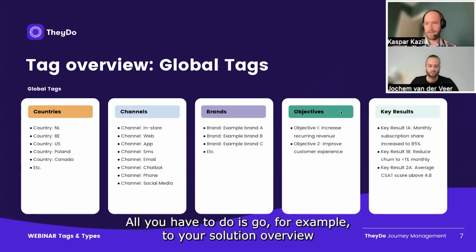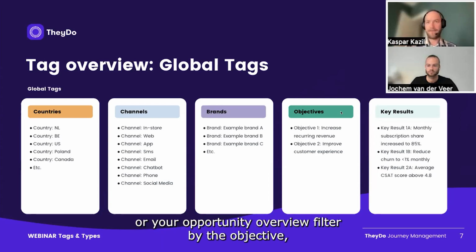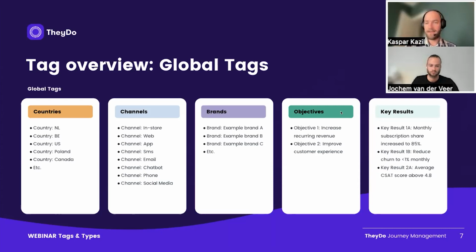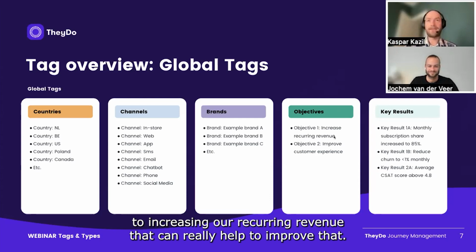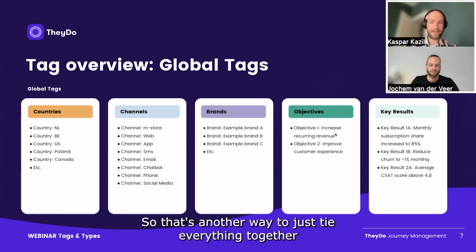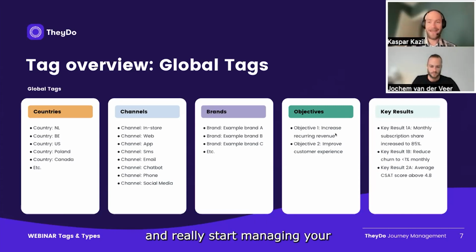All you have to do is go, for example, to your solution overview or your opportunity overview, and filter by the objective. And then you can see, oh yeah, wait, we have like 3 or 4 opportunities related to increasing our recurring revenue that can really help to improve that. So that's another way to just tie everything together and really start managing your customer experience.